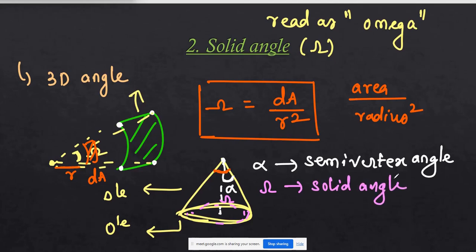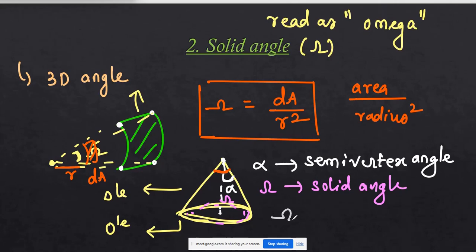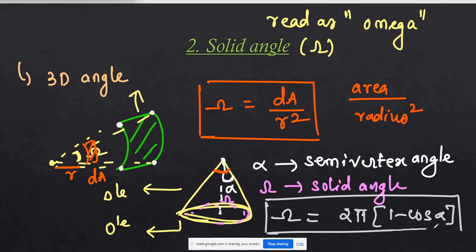This formula is important: the relation between solid angle and semi-vertex angle. Omega is equal to 2 pi into 1 minus cos alpha. In the exam, they will give you a semi-vertex angle of 30 and ask you to find the solid angle of the cone. Then you have to use this formula.